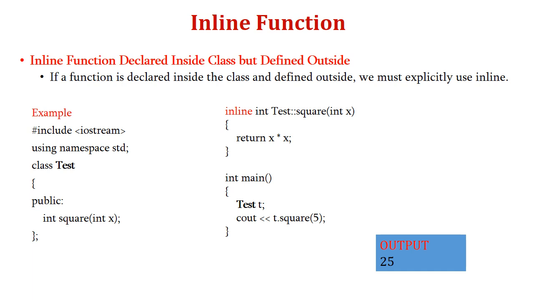See the example. The class is test and the access specifier is public. Here the function is declared. For example, return type is integer, function name square and parameter is x, which is of integer type. So the function is declared and the class is closed. The function is defined outside of the class. Then how to write the function outside of the class? Here the prefix is inline. Explicitly we write it here. Then integer is the return type. Test is the class name. Then followed by the scope resolution operator. Then function name is square.